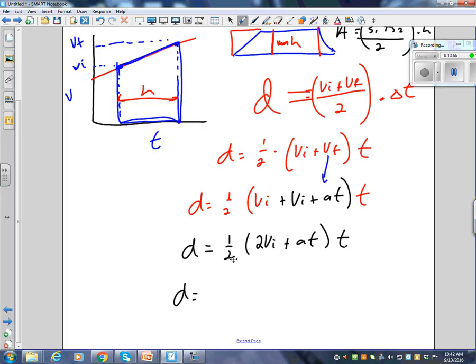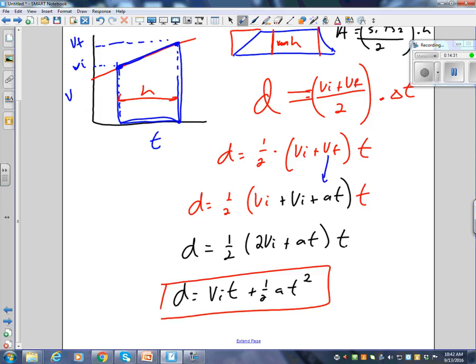Okay, so 1/2 times 2vi times t is going to give me, 1/2 times 2vi is going to give me vi, right? 1/2 times 2 gives me 1. vi multiplied by that t, so I get vit. Then I got to do the other one. So 1/2 times at times t, 1/2 at squared. And that, my friends, is known as special equation number 2.